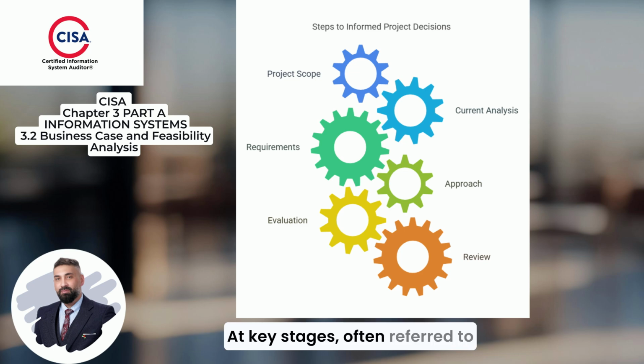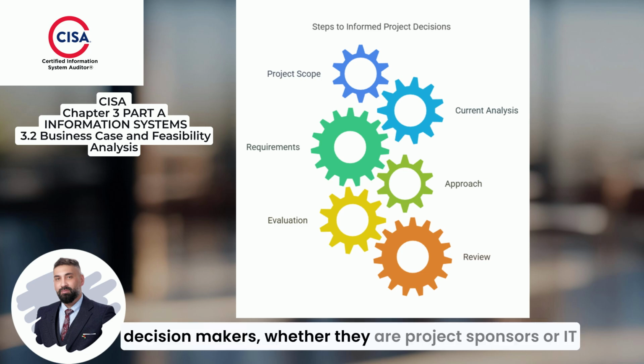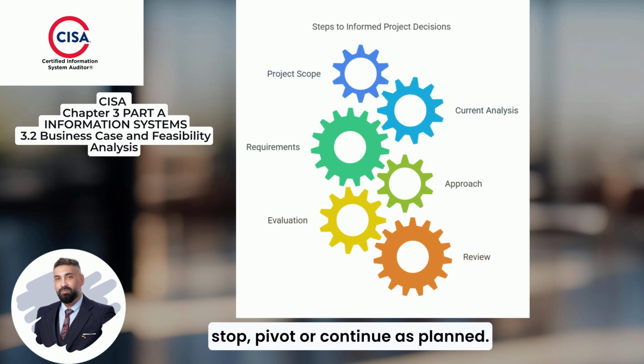At key stages, often referred to as stage gates or kill points, the business case is reviewed to make sure it's still valid. If at any point it no longer holds up, decision makers, whether they're project sponsors or IT steering committees, need to decide if the project should stop, pivot, or continue as planned.